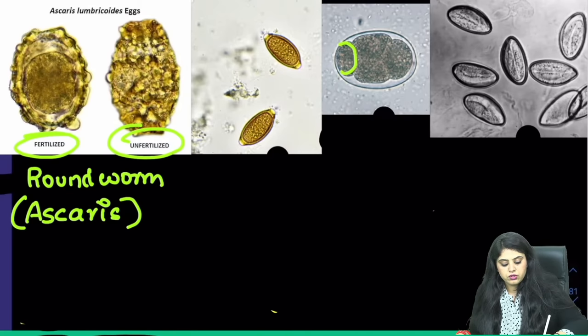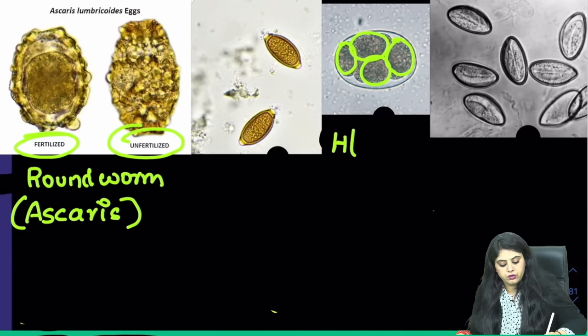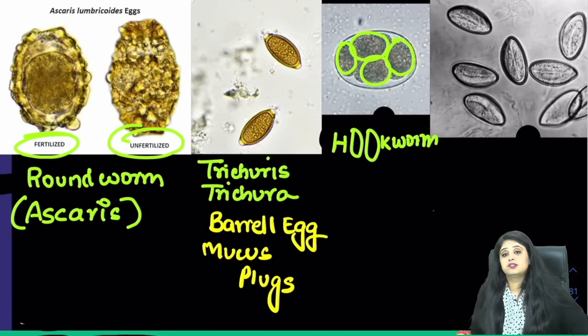The eggs which are going to show indentations, they are indented blastomeres, ma'am, those are going to be the hookworm. The hookworm is going to show those indentations. Yes, this is also settled. The egg which is going to look like a dholak, that is how students call it.